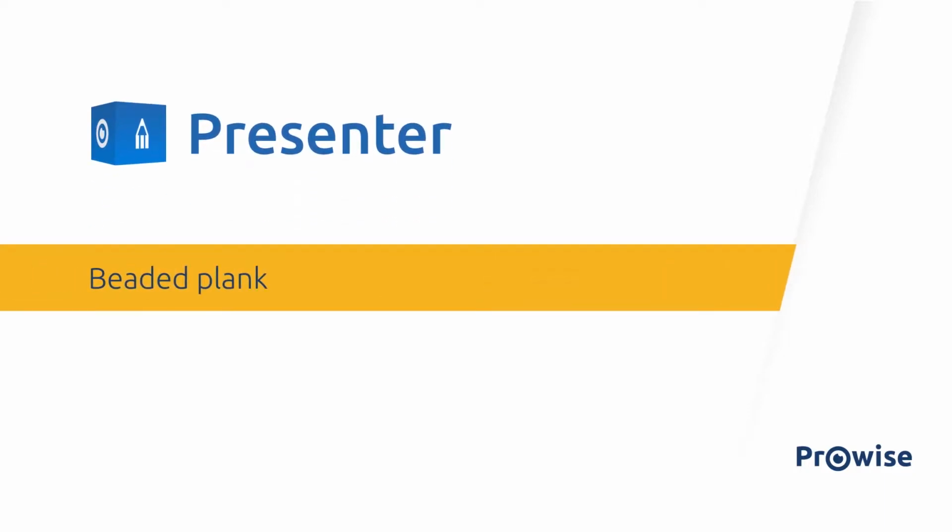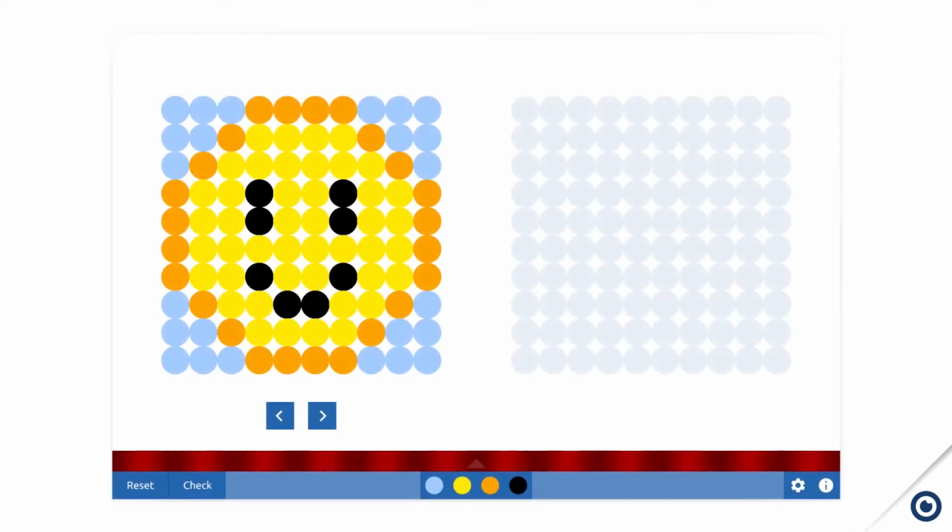In this instructional video, we will show you how to use the Beaded Plank tool in your presenter file. You can use the tool as soon as the cursor is active. Look at the image on the left and copy it on the right by drawing it. Activate a colour at the bottom and select an empty dot.